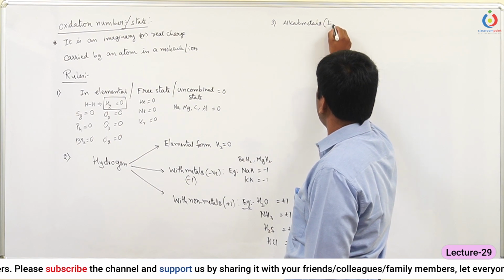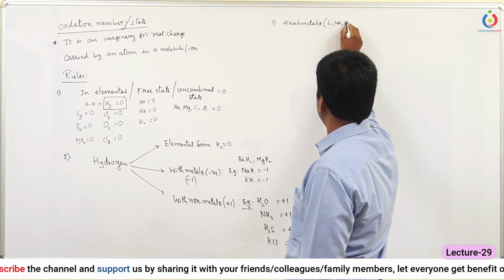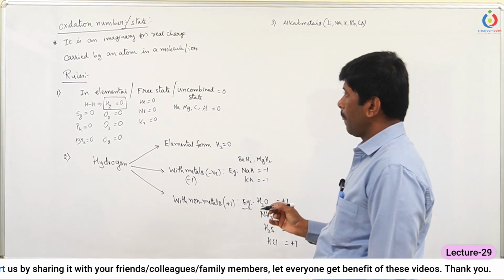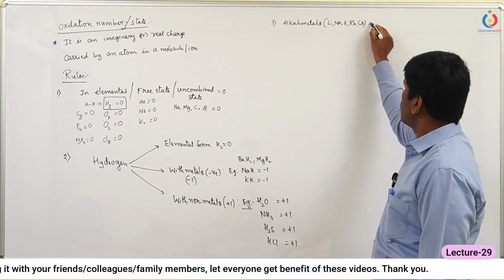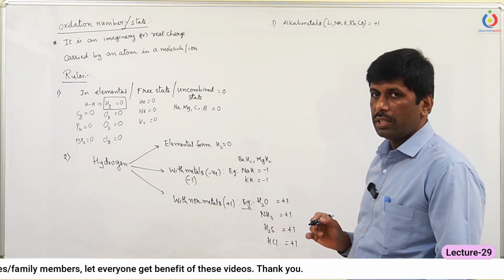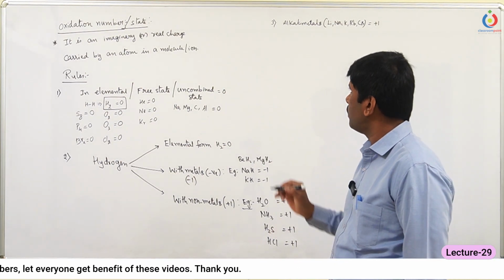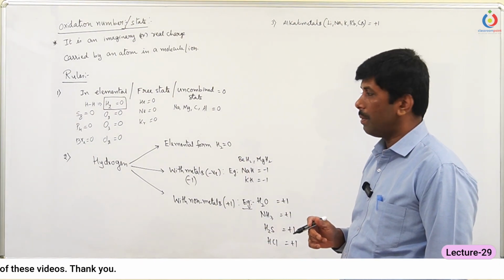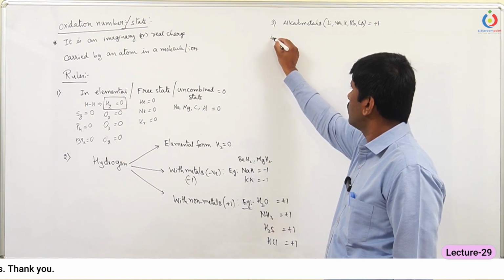Alkali metals means lithium, sodium, potassium, rubidium and cesium. So all these alkali metals always exhibit the +1 oxidation state. Multiple oxidation states are not possible with the s block elements, except hydrogen, which is able to exhibit the 0, -1 and +1 oxidation states.